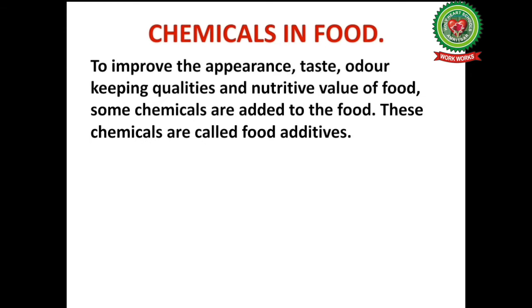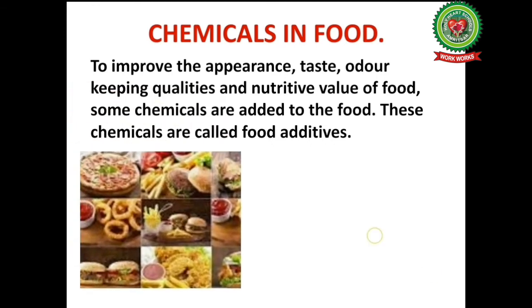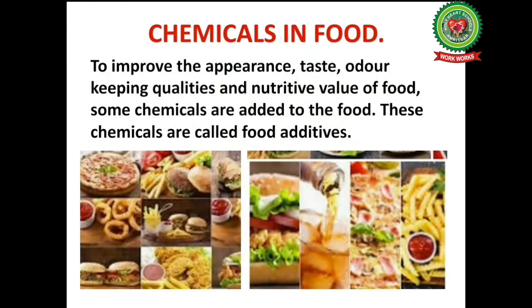So when we are adding chemicals, what do they do? They improve the appearance, taste, odor, keeping qualities and nutritive value of food. Some chemicals are added to the food and these chemicals are called food additives. The most common chemicals that we are using are common salt and vinegar. They are added to food to improve the quality of food.